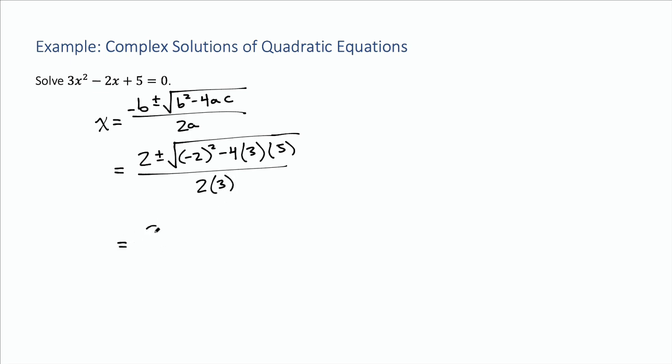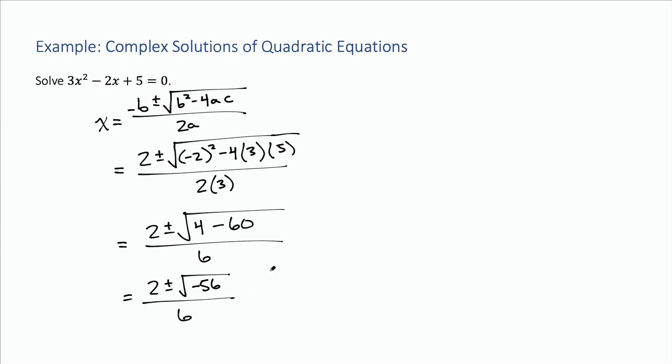So now we can simplify. Underneath the square root, we have negative 2 squared is 4, minus, and then 4 times 3 is 12, and 12 times 5 is 60, so minus 60, all over 2 times 3, which is 6. So, underneath the square root, this is now negative 56. Now, we'd like to simplify this if we can.